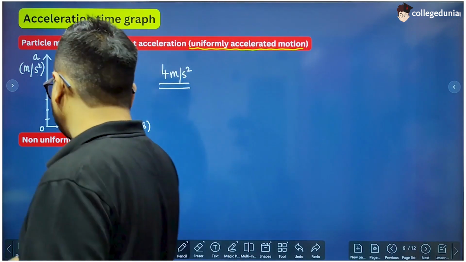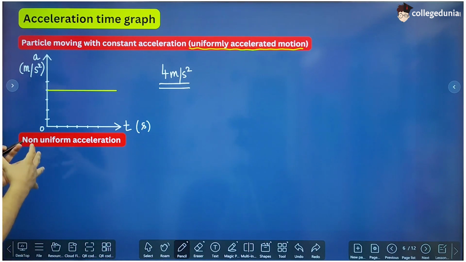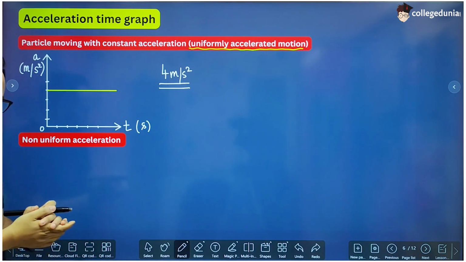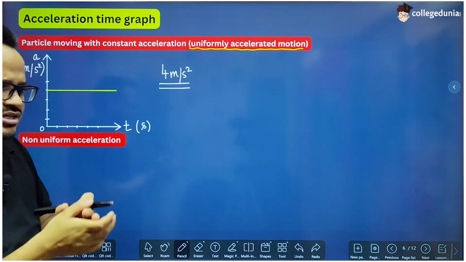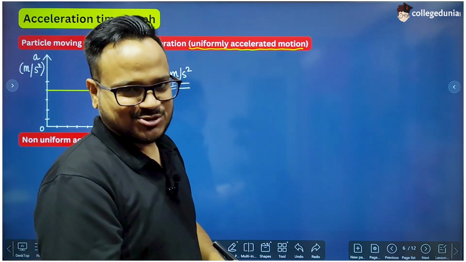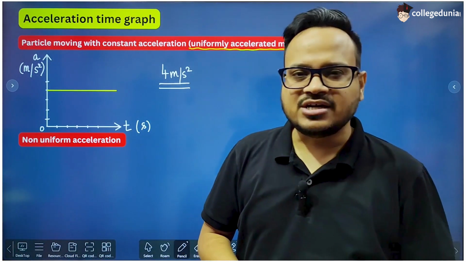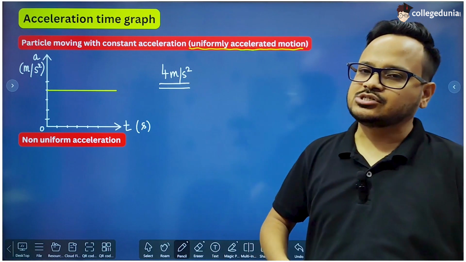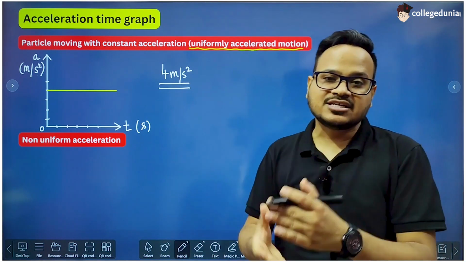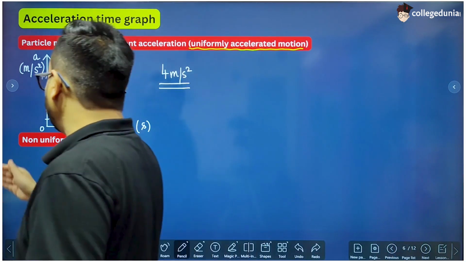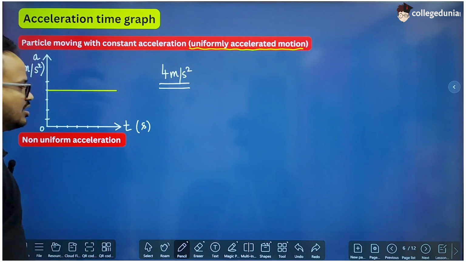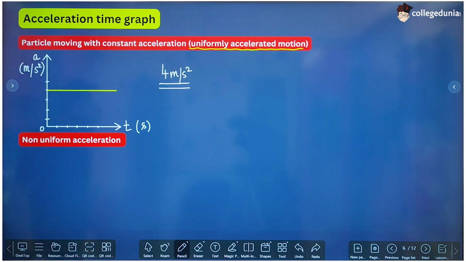So if acceleration is constant, then if the time is 0 second, acceleration is 4 meter per second square. When the time is 1 second, acceleration is again 4 meter per second square. When the time is 2 seconds, again acceleration is 4 meter per second square. When the time is 3 seconds, again acceleration is 4 meter per second square. Then obviously we are going to get this type of graph.